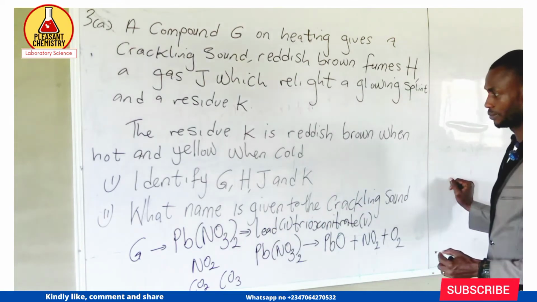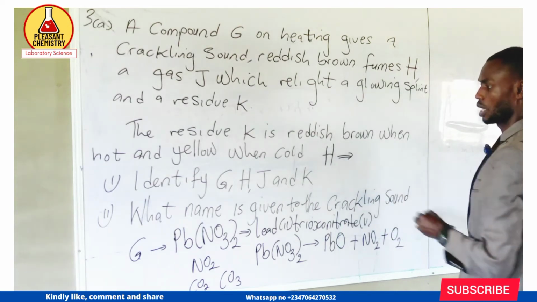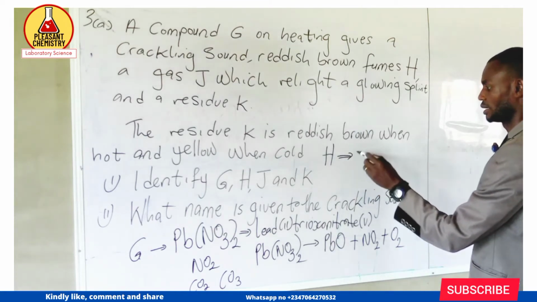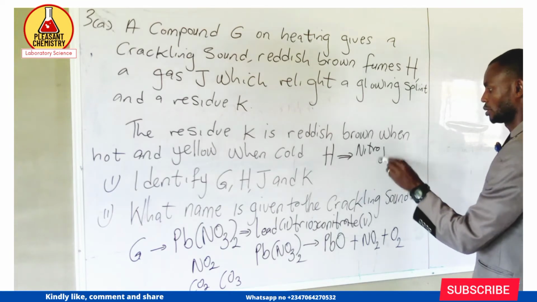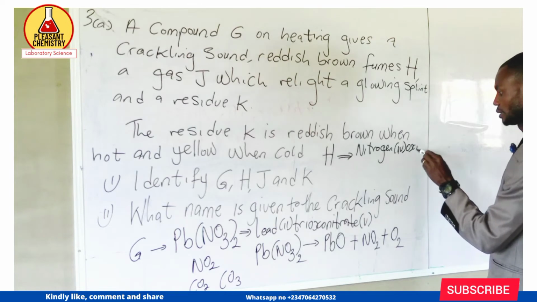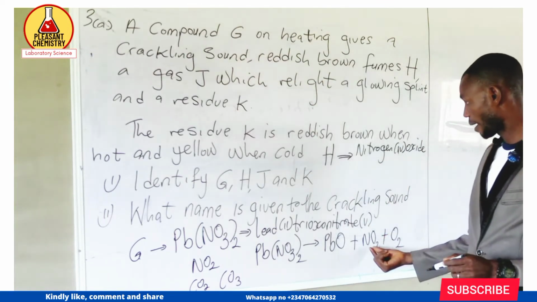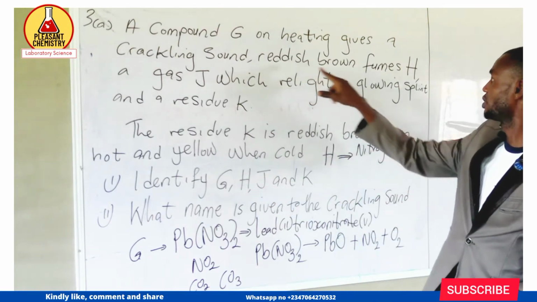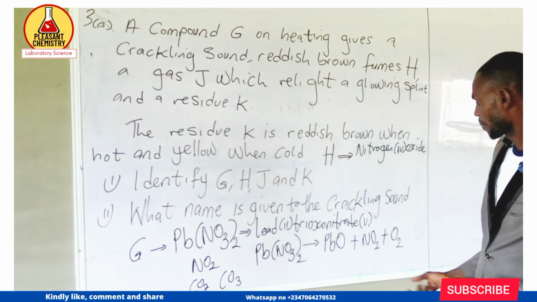Then our H is this brownish gas. Our H is NO2, which is nitrogen(IV) oxide. Our H is nitrogen(IV) oxide because of the description, reddish brown fumes.